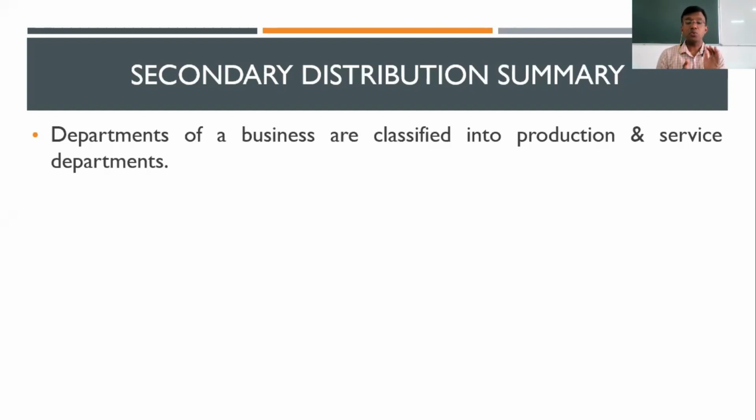Now, there is a difference between the functioning of production and service departments, because production departments are predominantly involved in the direct activities. So in other words, these are revenue generating departments of the organization. I'll repeat that. Production departments are revenue generating departments of the organization. So we are preparing the distribution summary to distribute the overhead between the production as well as the service departments.